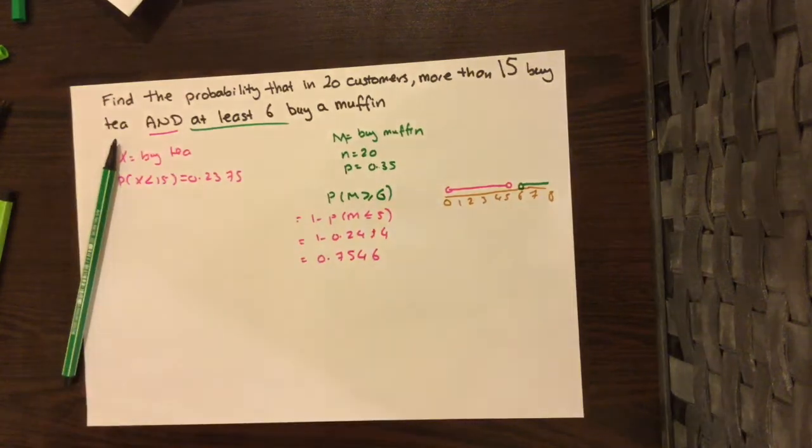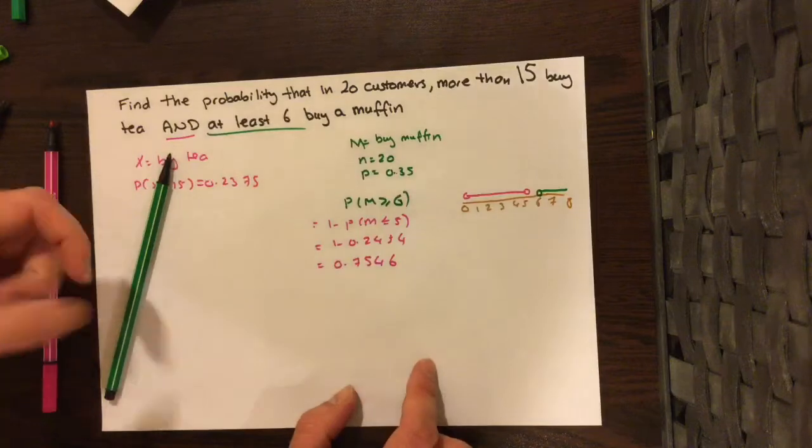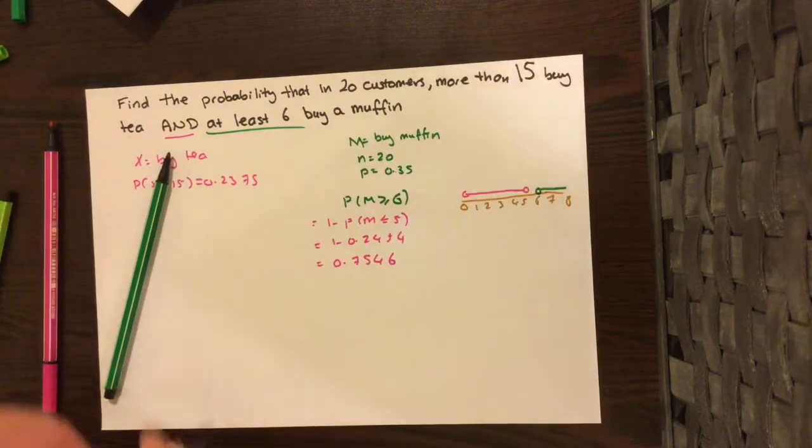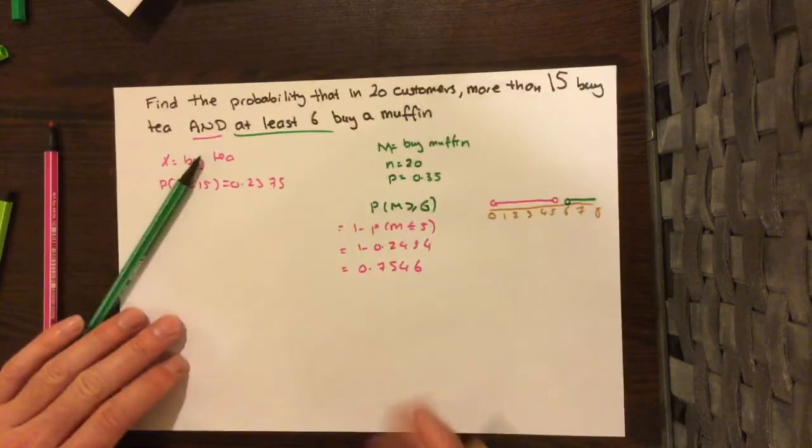Now, we're going to assume these two events are independent, that the chance of buying a muffin is not related to the chance of buying tea. Because that seems a bit weird, frankly. Why do you buy tea and muffins together? Must be independent.